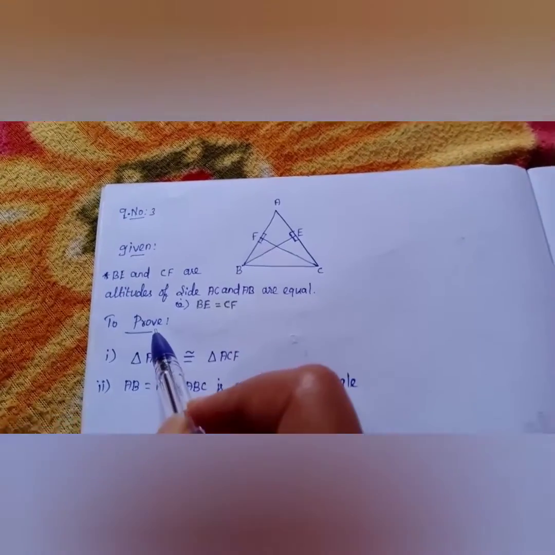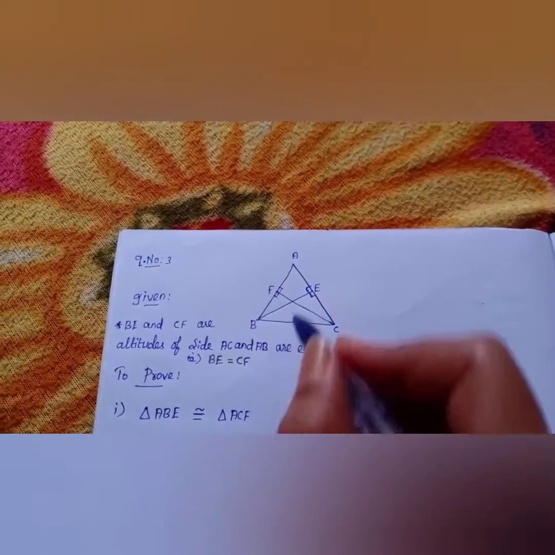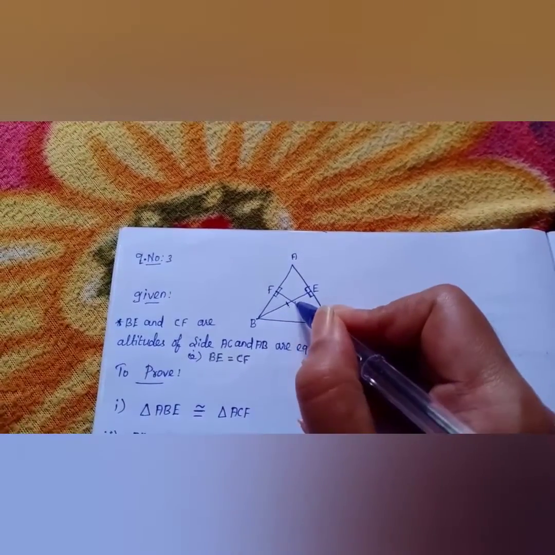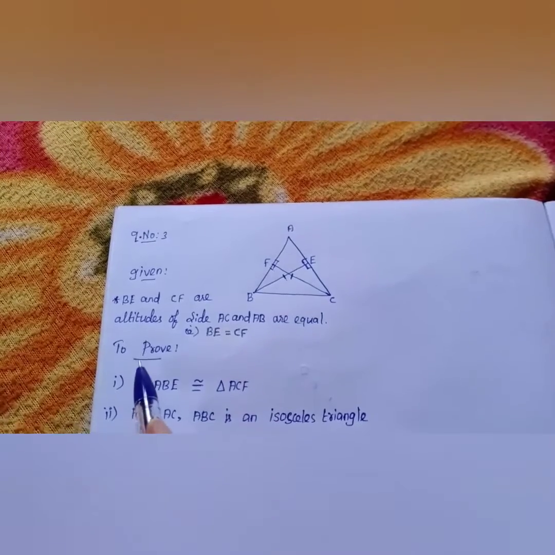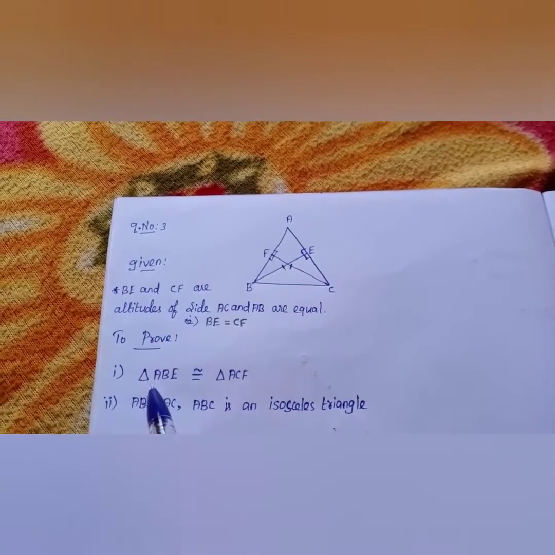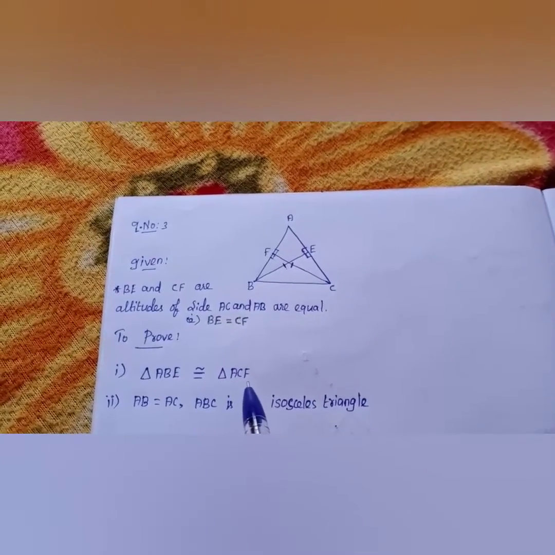Okay. And one more given part, BE equal to CF. So BE is an altitude, and CF is also an altitude. Both altitudes are equal. Okay. That is from the given. Now you have to prove triangle ABE is congruent to triangle ACF.